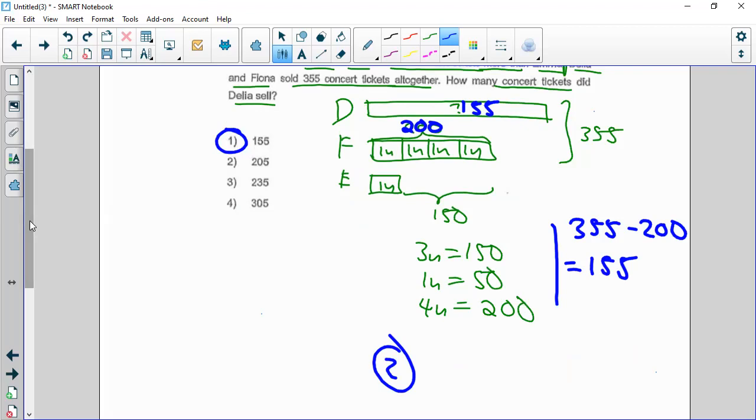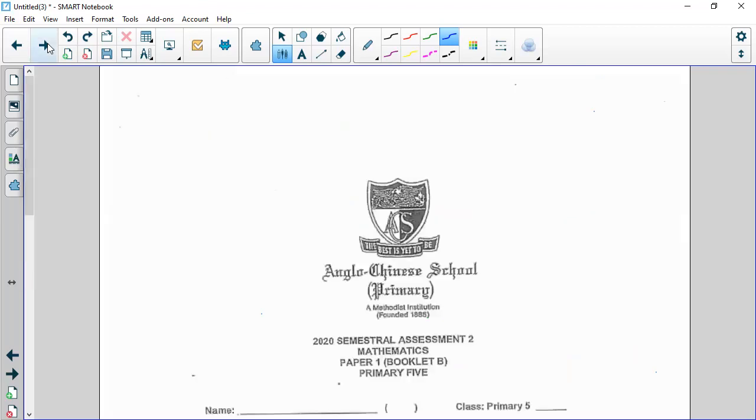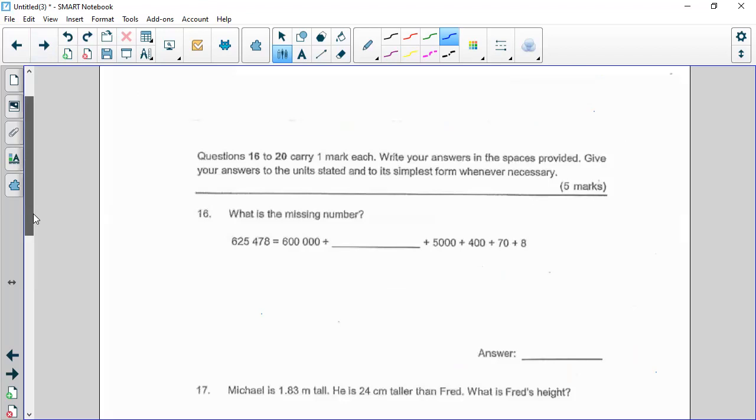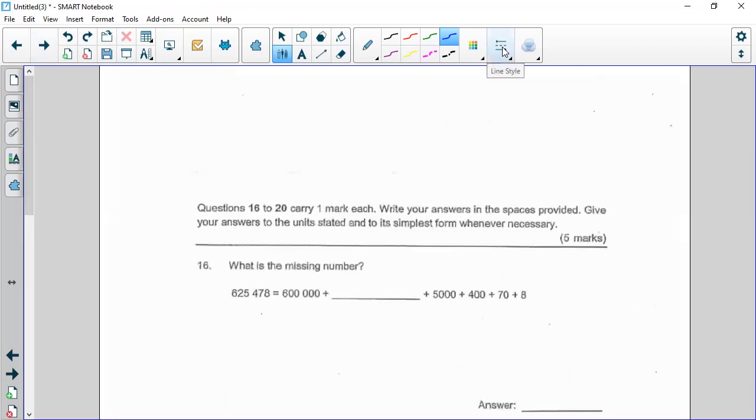Okay, let's move on already. Let's go to the easy questions again. Your question 16 to 20. This one is quite easy. So place value. So what is the missing number? Okay, let's find the missing number.